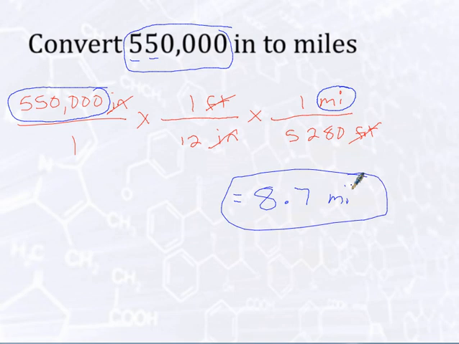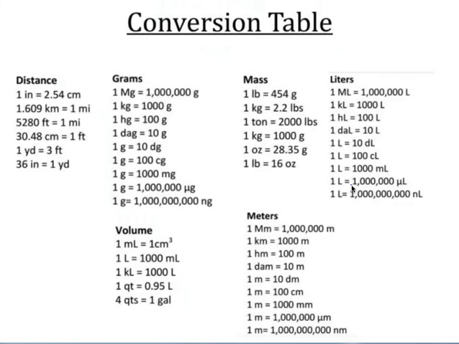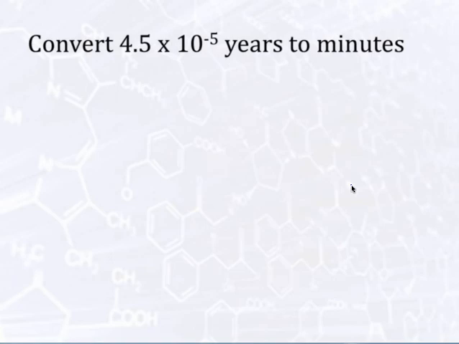Alright, I think I got one more problem to do. Yes, we do. We got 4.5 times 10 to the negative 5th years, to minutes. Alright, if you are not quite familiar with scientific notation, you can rewrite this number as 0.000045. If not, you can just leave it in there if you know how to use that. But I'm just going to use this right here just for simplicity.